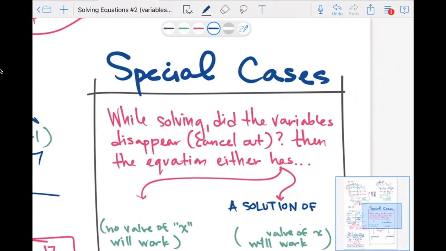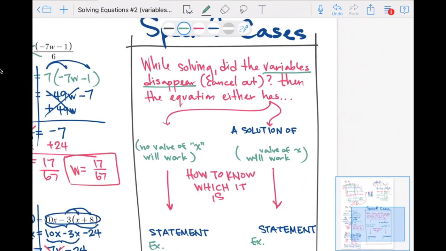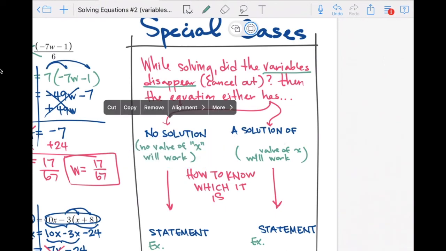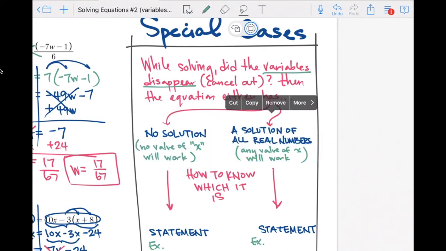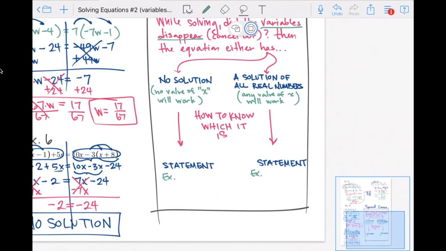So let's talk about those special cases. The special cases happen when, while you're solving, your variables disappear. In other words, in the process, you end up canceling out all of your variables. There's two different things that you're going to see after this. So you're either going to have the lack of a solution, so you'll have no solution, which means that no value of x will work. Or you'll have a solution of all real numbers, and what that means is that any value of x will work. Okay, and I'll give you an example of that in just a second.